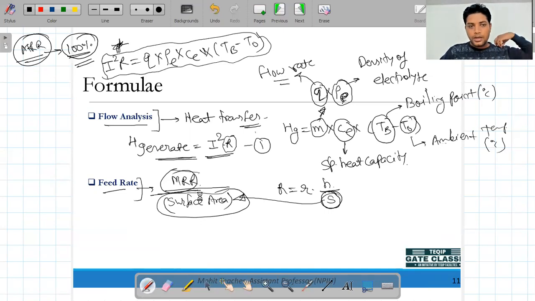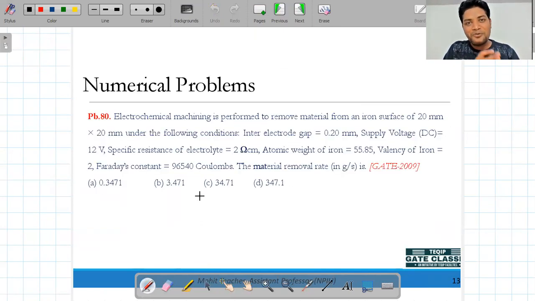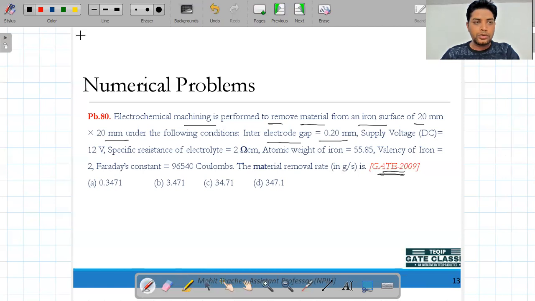ठीक है, so यही theory part था. ठीक है, now we'll come to the numerical part. ठीक है, so let's start the numerical that was asked in the GATE examination 2009. So electrochemical machining is performed to remove material from an iron surface of 20 by 20. Okay, means आपको cross sectional area दिया है ये. ठीक है, 20 by 20 under the following conditions, that the inter electrode gap is 0.20. तो यहाँ मैं लिख देता हूँ उसको, that H will be equal to 0.20 mm.